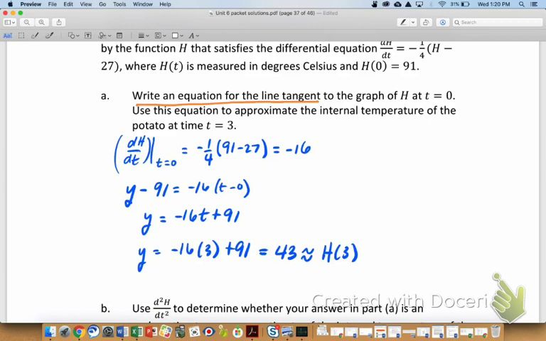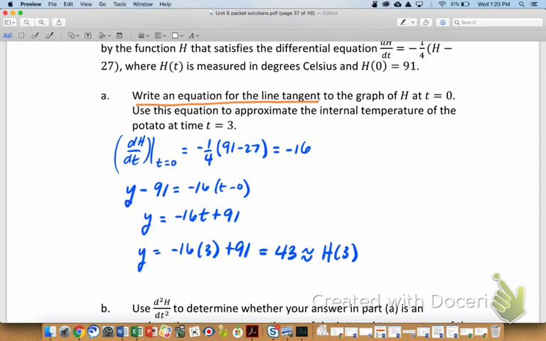I don't even know why I did what I did, to be honest with you. I would leave it at point slope. I guess I did it that way because it was super easy to get slope intercept. Sometimes it's not. So then once you use that tangent line, I got 43 for the estimate for h of 3.